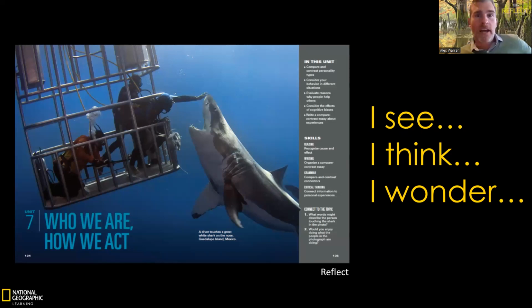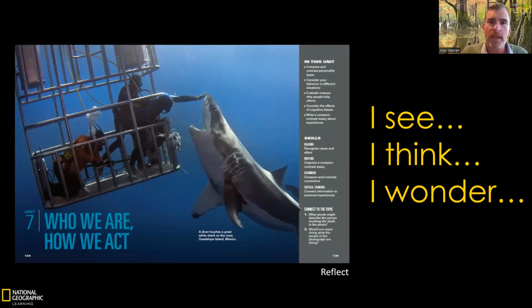Then we have the I think. What do we think is happening here? What's going on? And then the I wonder, which again goes further up Bloom's taxonomy, getting them to analyze, think more deeply about it, get under the skin. It's not just a cool picture, but let's get them wondering what's going on.